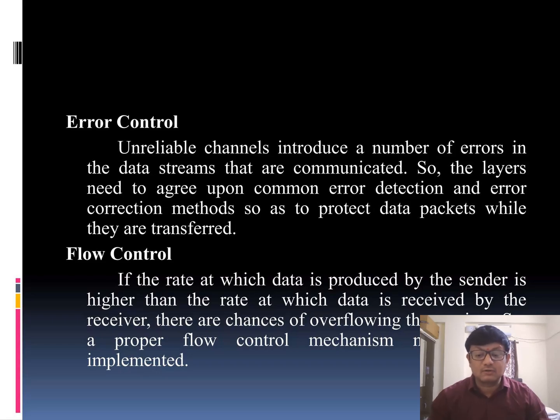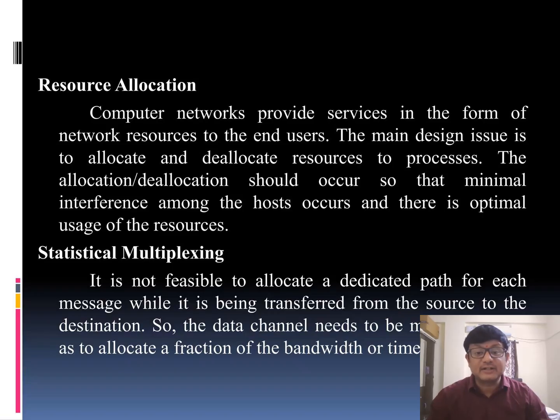So a proper flow control mechanism should be implemented. And another design issue is resource allocation. Computer networks provide services in the form of network resources to the end users. The main design issue is to allocate and deallocate resources to processes. The allocation and deallocation should occur so that minimal interference among the hosts occurs and there is optimal usage of the resource. And another important design issue is statistical multiplexing.